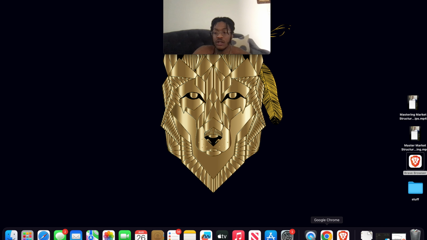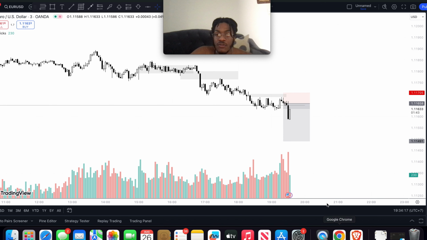When you're trading these order blocks, you can either wait for price to react off of it and then trade if you're kind of a beginner, or if you're really confident and good at identifying these types of setups, then you can trade immediately. But that's basically what I wanted to show you guys.